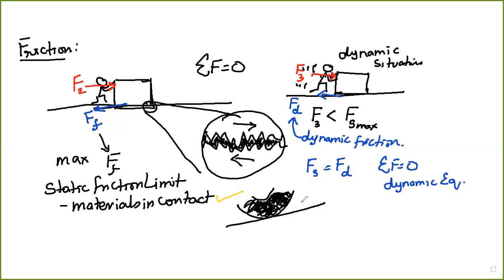So I hope the idea of what is static friction, what is dynamic friction, what is the difference between the two, and what are the peculiarities of friction itself, that is, what friction itself is caused by, is understood. And also that friction is a strange kind of force.